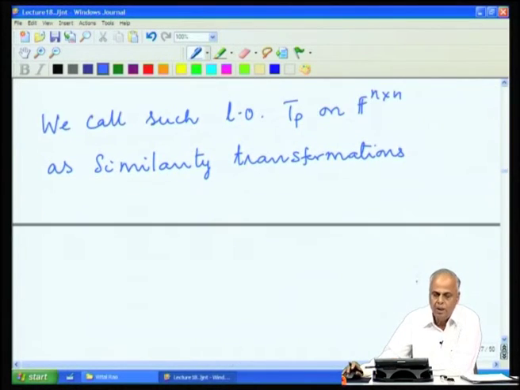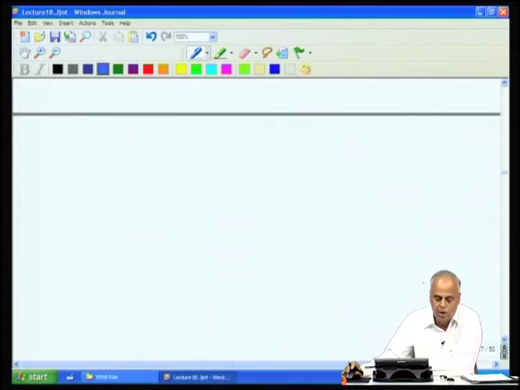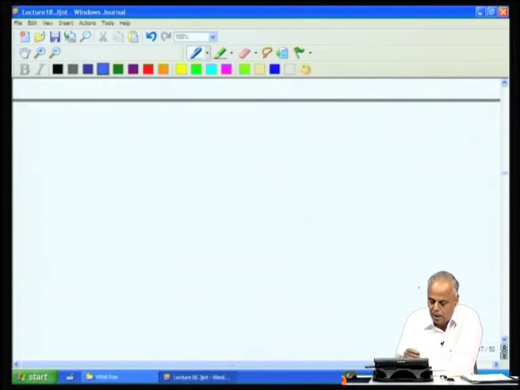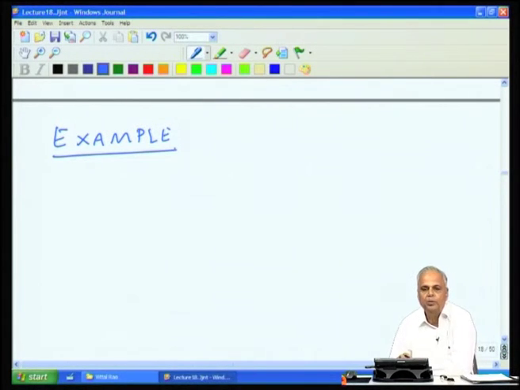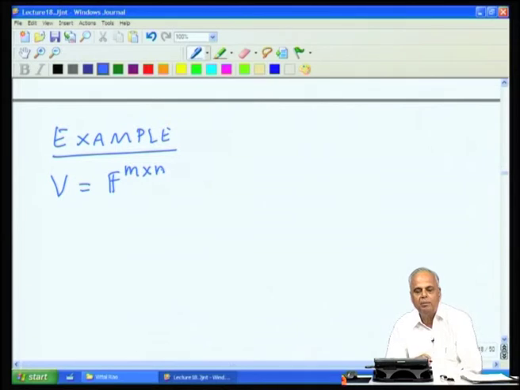We can generalize slightly these notions for rectangular matrices as well. So, let us look at the next class of example. These are the class of examples which will come into play in getting the answers to the various questions that we raised about matrices and linear systems of equations. So, let us now take the vector space V to be rectangular matrices, m by n matrices over F.